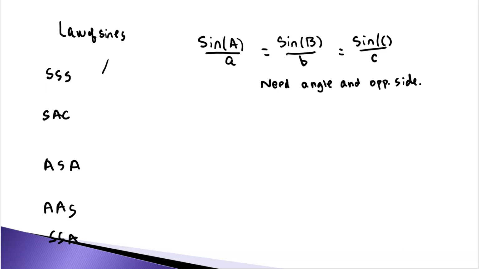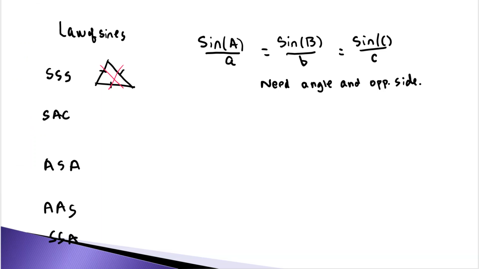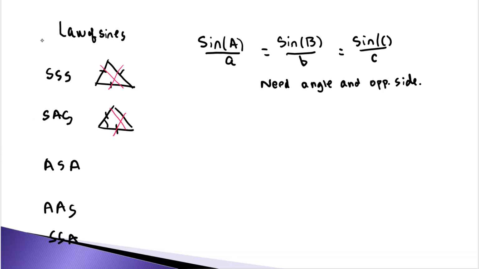So let's look here. If I have side, side, side, I don't know any angles. So that one's no good. Can't use the law of sines in that case. If I have side, angle, side, again, I don't have an angle and an opposite side, so I can't use that one.